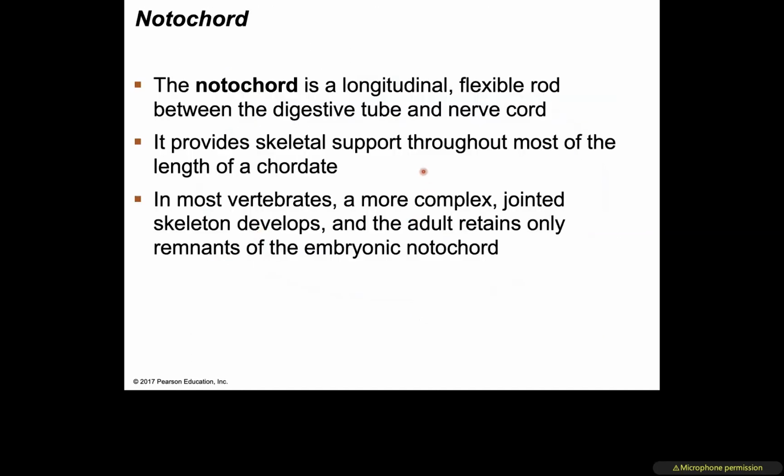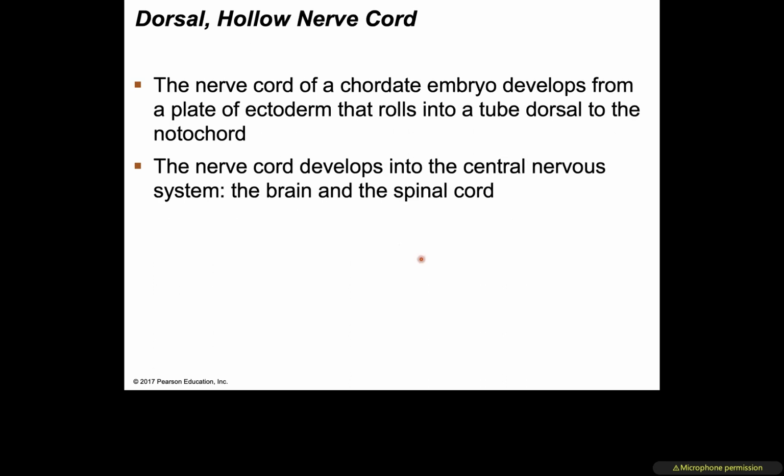So your notochord. The notochord is a longitudinal, flexible rod between the digestive system and the nerve cord. It is going to be what provides skeletal support throughout most of the length of the chordates. In the case of vertebrates, it's going to be more complex. It's going to provide a jointed skeleton. And the adult retains only remnants of an embryonic notochord. So there will be changes from your fetus or your juvenile version to the adult.